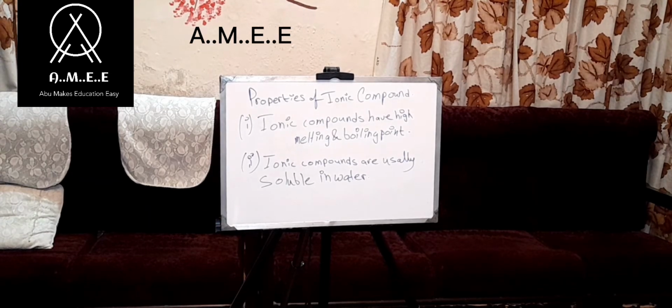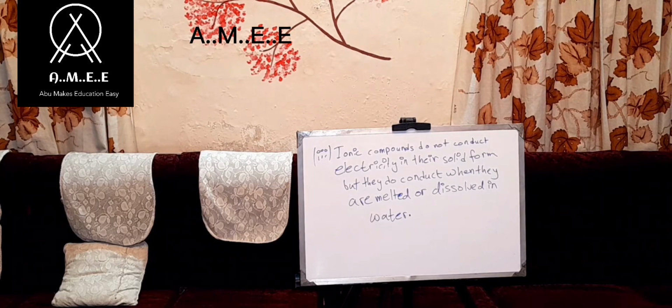Now the third point. The third and final property of an ionic compound is that ionic compounds do not conduct electricity in their solid form, but they do conduct when they are melted or dissolved in water. Ionic compounds have a very high force of attraction, so that's why they have high melting and boiling points.